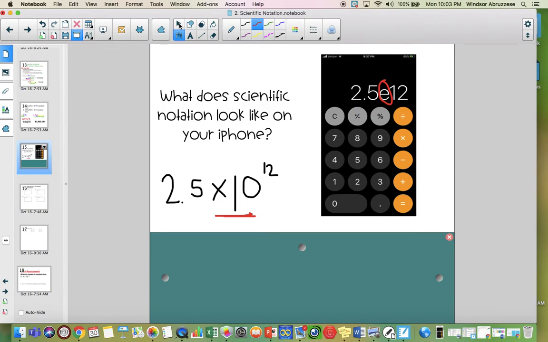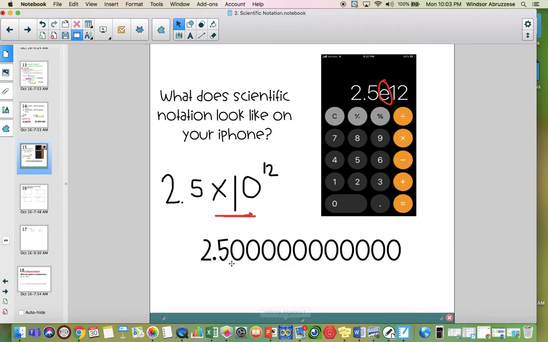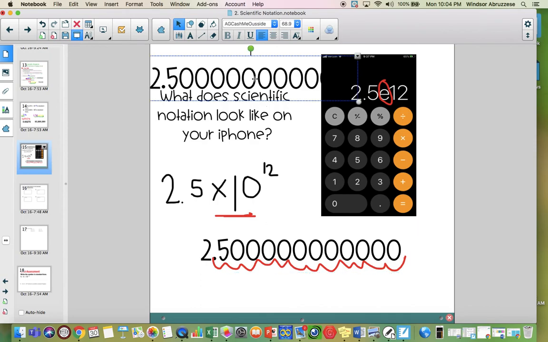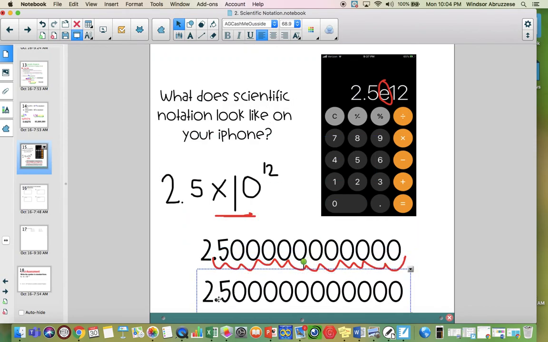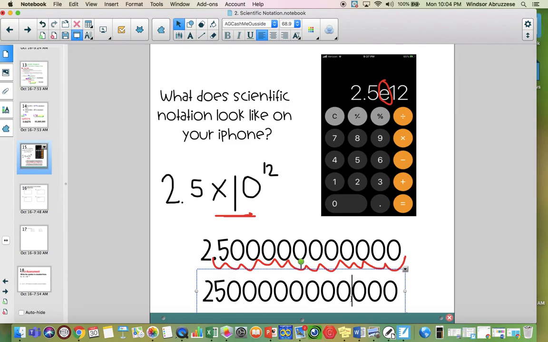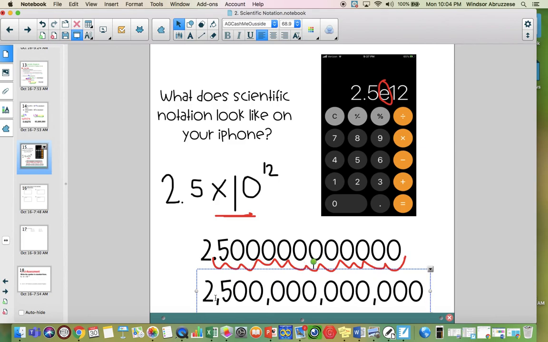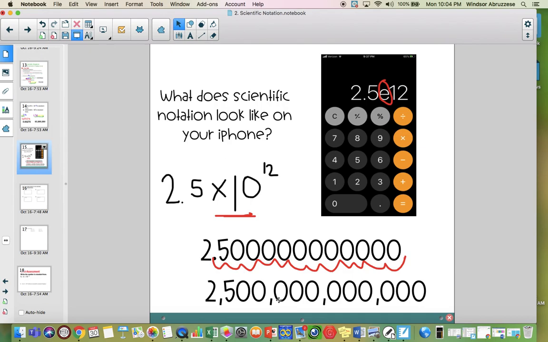Which then, if we had to write in standard form, we're moving it 12 times. 12 place values. So I'm going to write my 2.5 and then move it 1, 2, 3, 4, 5, 6, 7, 8, 9, 10, 11, 12. And this is your new number. Again, you know I cannot leave it with my loop-de-loops, so I'm actually just going to delete that and then go in and put my commas where they belong. Okay, so take out your iPhone and type in a huge number, multiply it by another huge number, and see what happens.